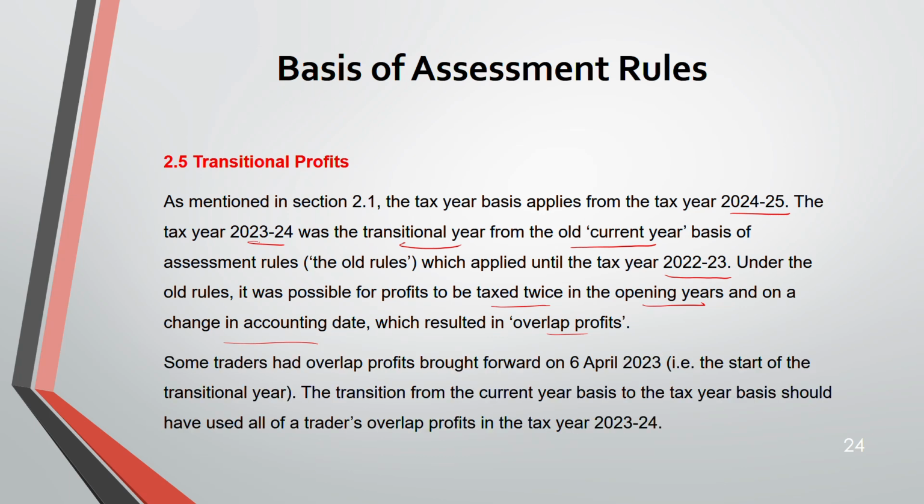Now some traders will have overlap profit brought forward on 6th April 2023. This is the start of your transitional year 23. So the transition from the current year basis to the tax year basis should have used all of your traders' overlap profit in 23-24. Because you are transitioning from current year to tax year, all your overlap profits are used there.